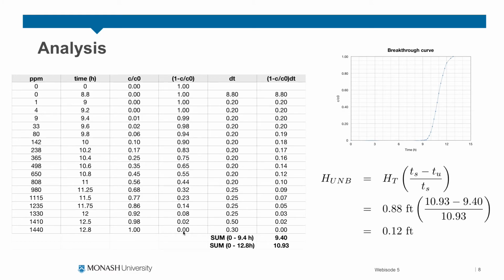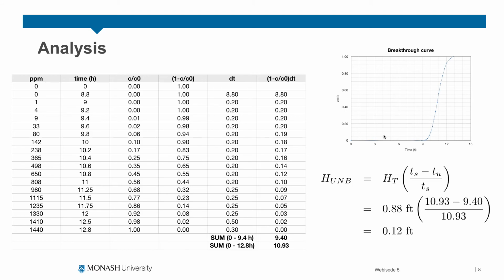This value C over C naught is just normalizing the concentration by the feed concentration, which was 1,440. Then I've created a new column here, which is 1 minus C over C naught. So it's just 1 minus whatever value is in that column to give us this column here. This column here is where we do the numerical integration. So this segment dt is the difference between the time point here and the time point here. So that's how that is calculated. 8.8 minus 0 gives 8.8. Likewise for the next one here, 9 minus 8.8 gives 0.2, and so on.